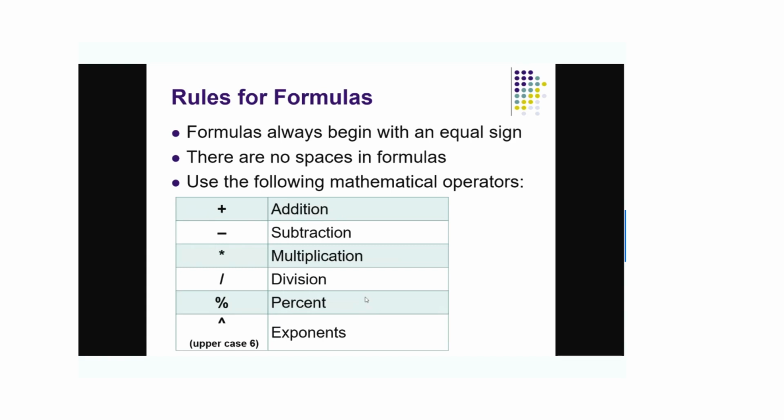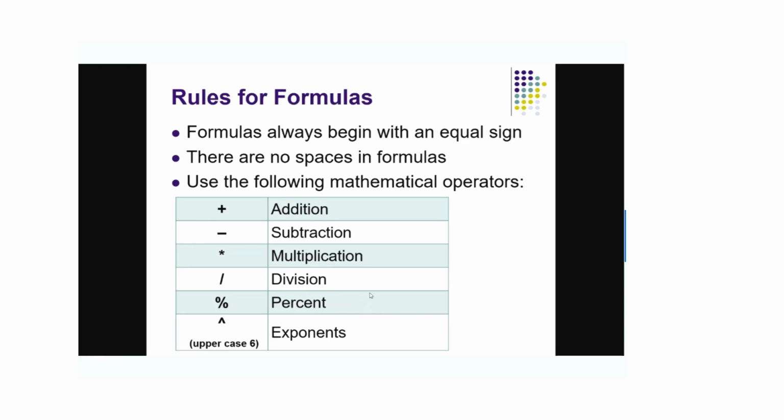First of all, formulas always begin with an equal sign. That's how Excel knows you're calculating. There are no spaces in formulas, and we use the following mathematical operators. Plus and minus, of course, for addition and subtraction. We use the asterisk for multiplication and the / for division. The uppercase of your number 5 key is the percent symbol. Whether you type 3% or 0.03 makes no difference. Mathematically, they mean the same thing.